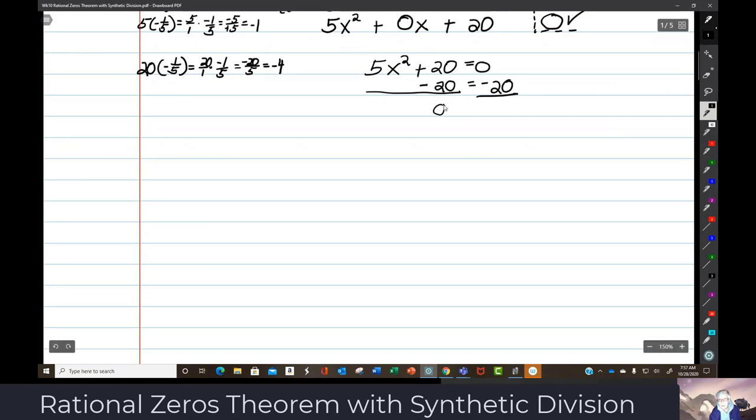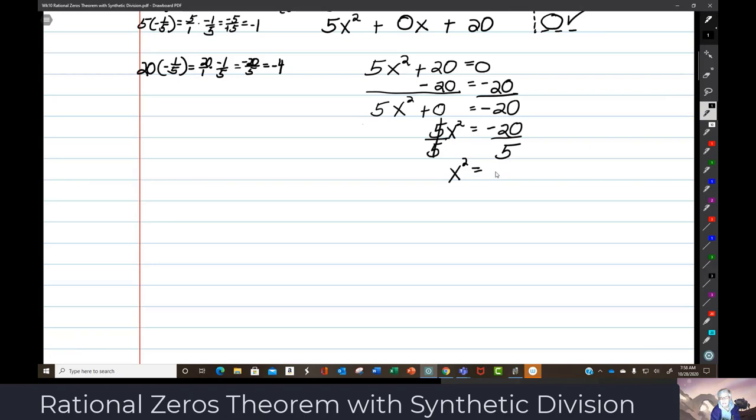20 minus 20 is 0. So on the left I have 5x squared plus 0. And on the right, I have 0 minus 20, which is negative 20. Now, coming back to the left, 5x squared plus 0 is 5x squared. And that equals negative 20. Now, this is 5 times x squared. I have to isolate x, so x is trapped inside x squared. I'm going to have to free that first. So I'll divide by 5 to get the 5 away from it. The 5s cancel over here, leaving me with x squared equals negative 20 divided by positive 5, which is negative 4.